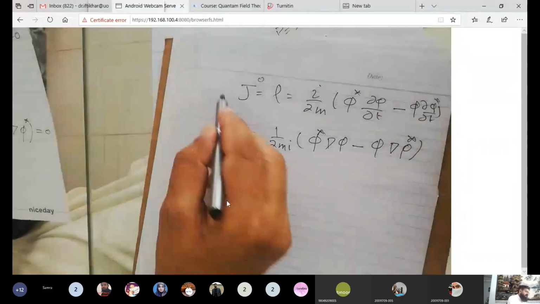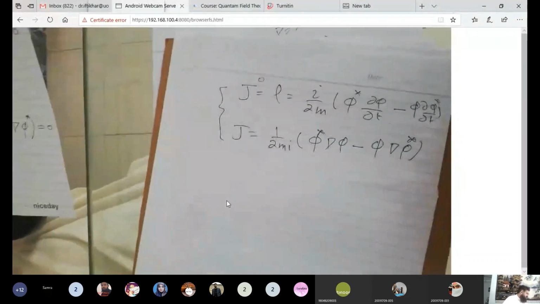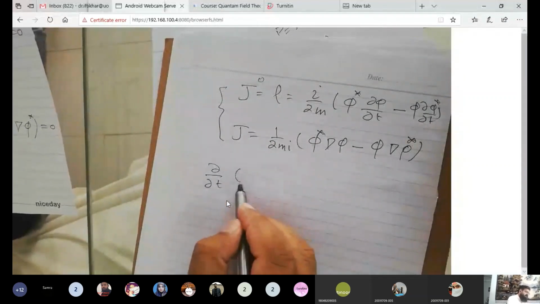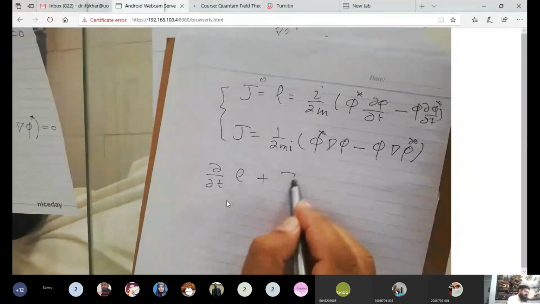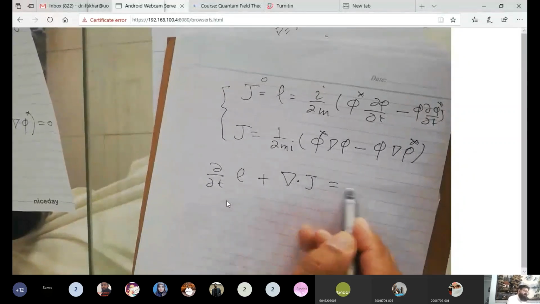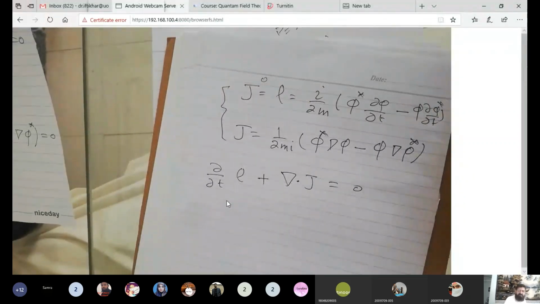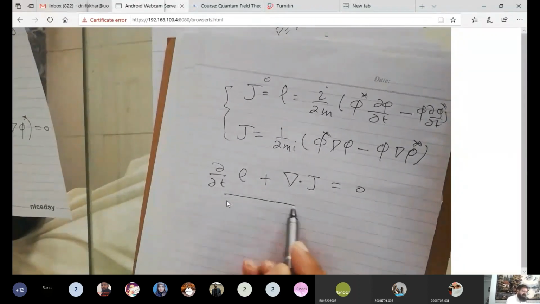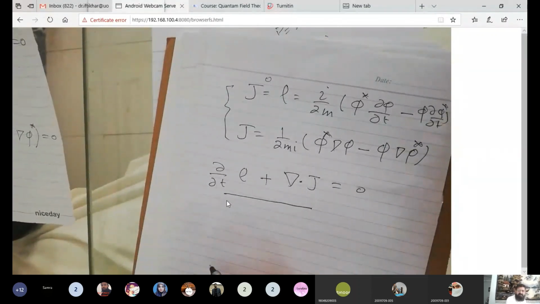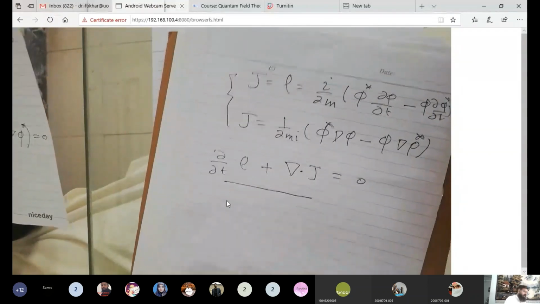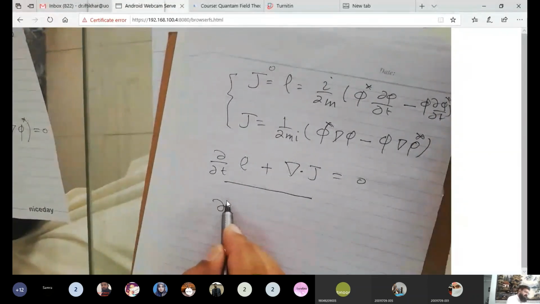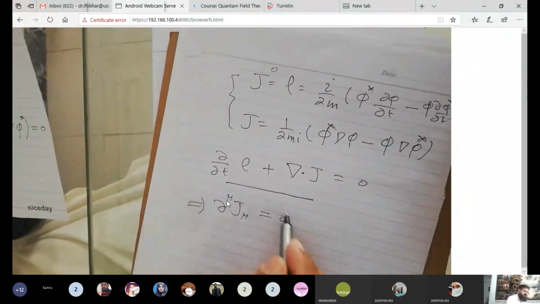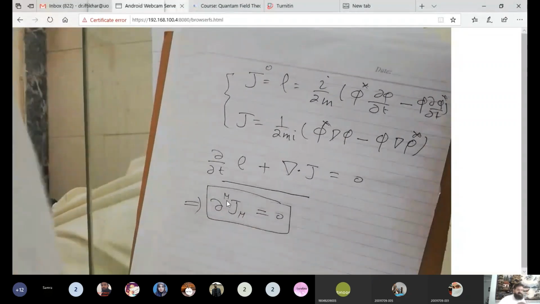Then putting these two values in the above equation, you get ∂ρ/∂t + ∇·J = 0. This is known as the famous continuity equation. You can write it in the form ∂_μ J^μ = 0. This is the covariant form of the continuity equation.